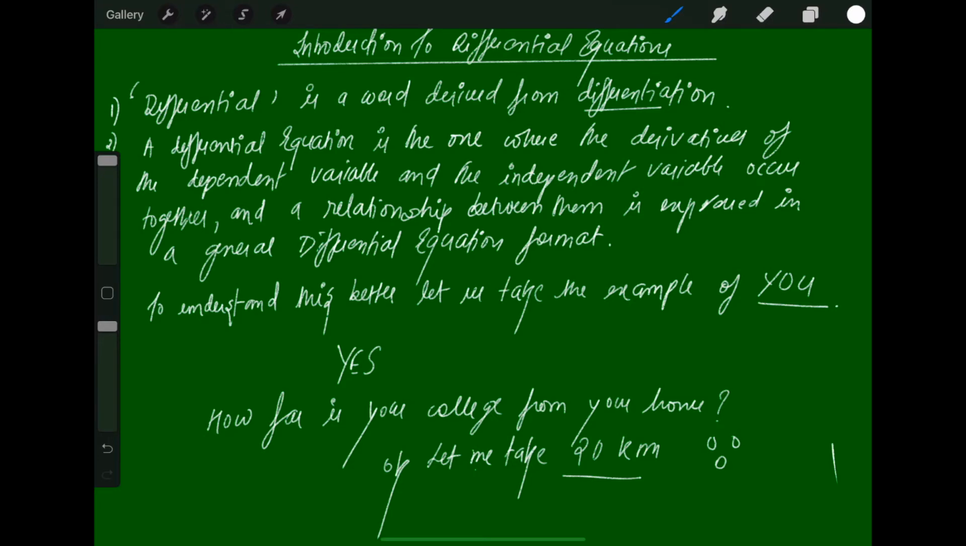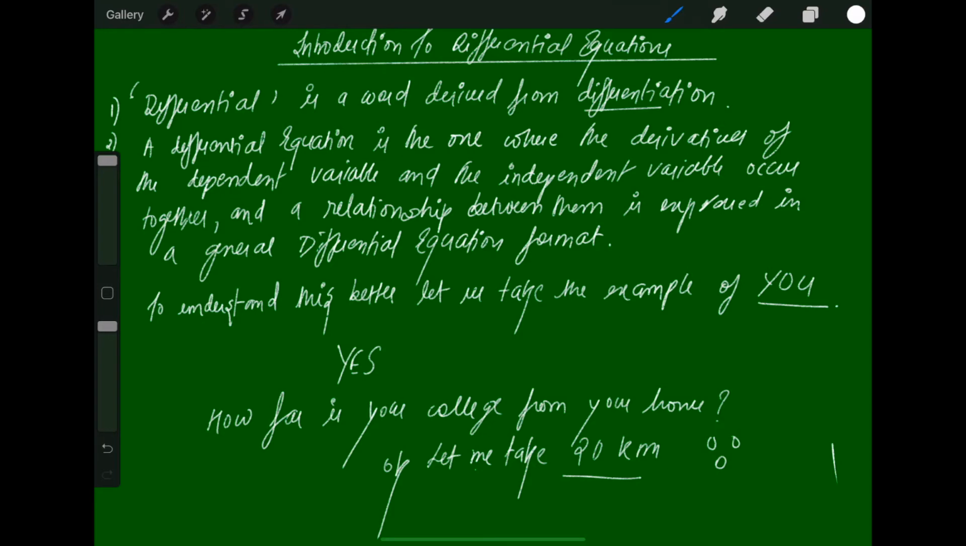So today we are going to study differential equations. Differential is a word derived from differentiation. A differential equation is one where the derivatives of the dependent variable and the independent variable occur together, and a relationship between them is expressed in a general differential equation format.